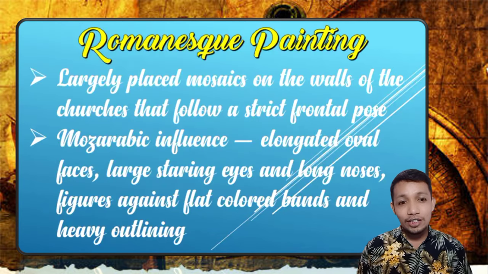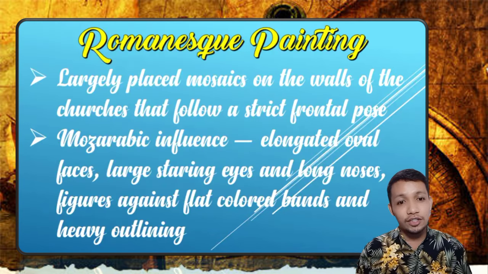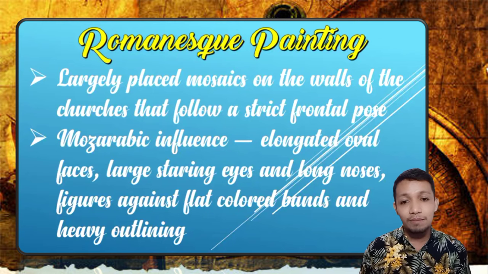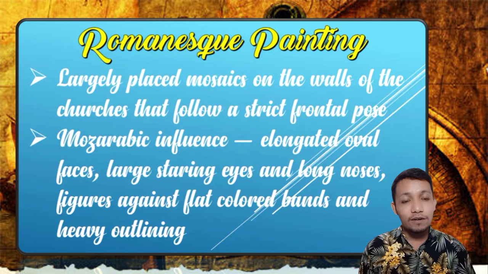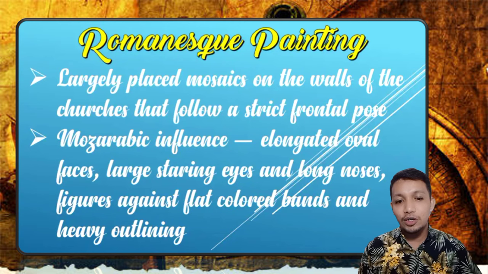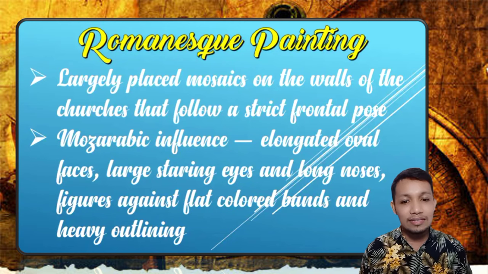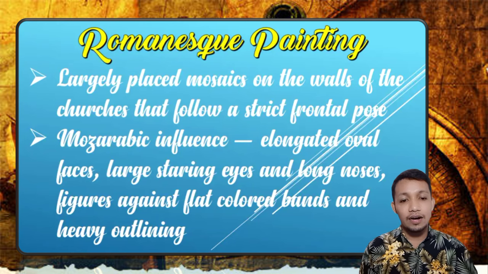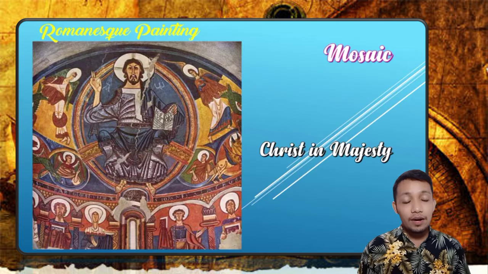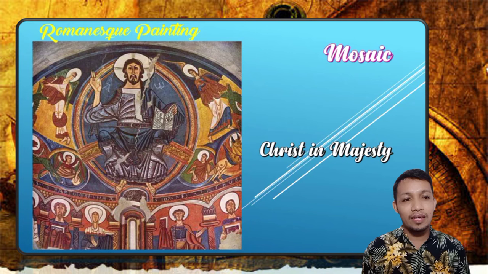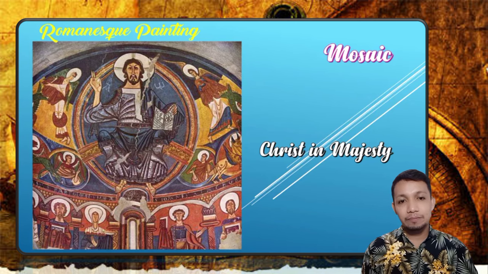Romanesque painting is largely mosaics placed on the walls of the churches that follow a strict frontal pose. Mozarabic influence is the style of painting of Romanesque. Elongated oval faces, large staring eyes, and long noses, figures against flat colored bands and heavy outlinings are its characteristics. Here is an example of Romanesque painting, which is done through mosaic, entitled The Christ in Majesty.